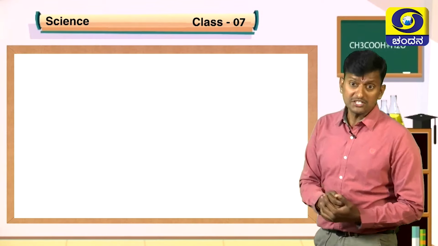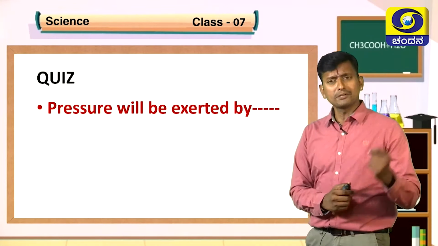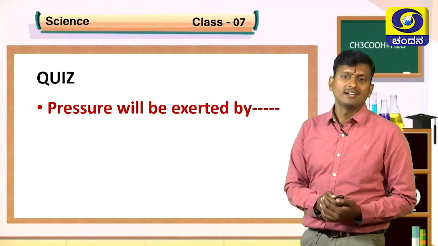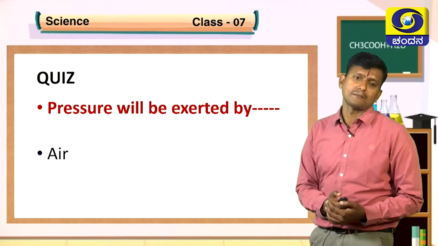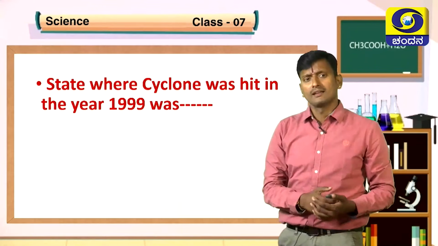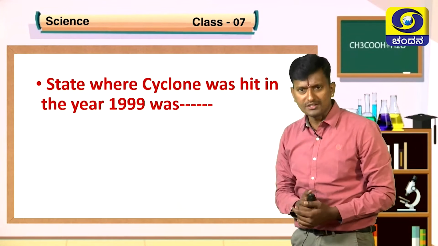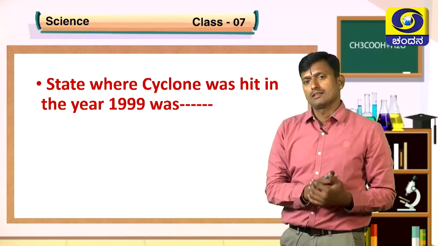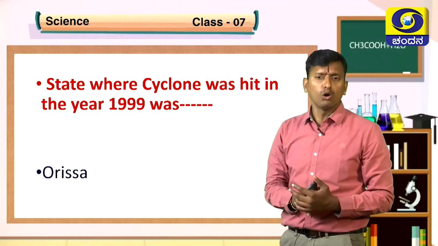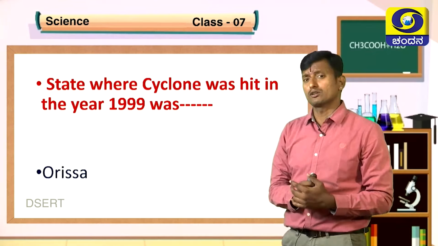Now it is quiz time. Ready? The first question is, pressure will be exerted by dash. Obviously, air exerts pressure. Next question. The state where the cyclone hit in the year 1999 was which state? Yes, it is Orissa. We saw in the video how a lot of destruction was caused by the cyclone on Orissa.